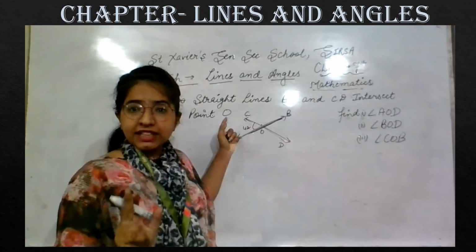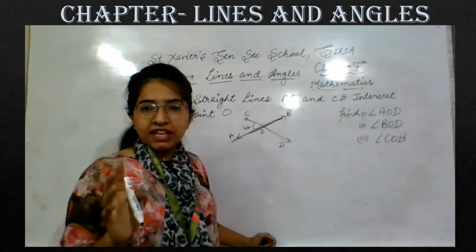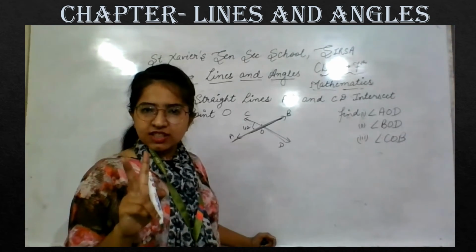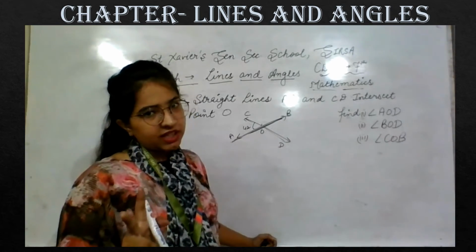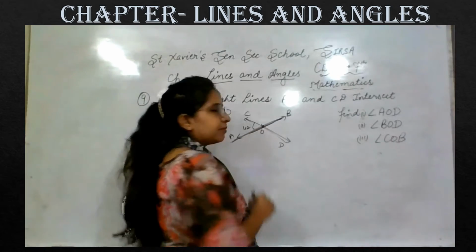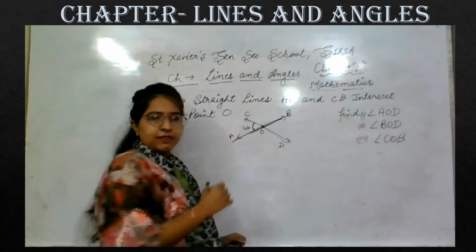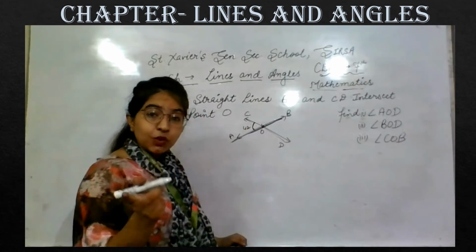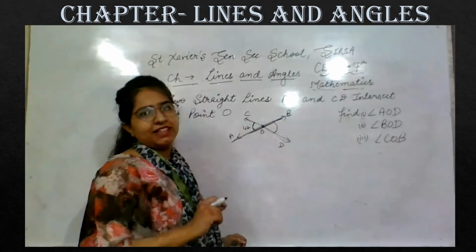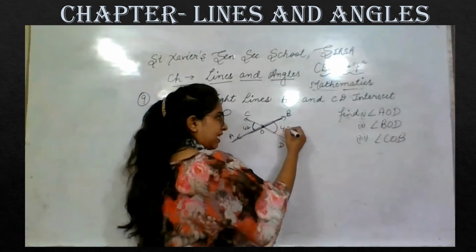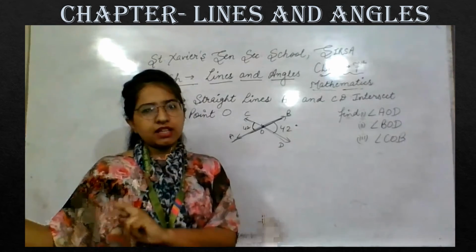Point O, intersecting lines. When two lines intersect each other, what strikes in your mind? Then the vertical opposite angles must be equal, right? This is the intersecting point. Students, listen to me carefully. This is 42 degrees. Vertical opposite angles must be equal. So this will also become 42 degrees. Getting? Yes, I can write. I will write the reason simply: vertical opposite angles are equal.